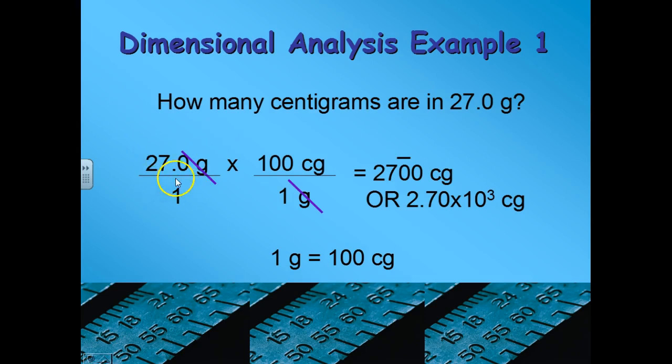27.0 has 3 sig figs because you have a trailing 0 and there's a decimal in the number. So if I want one of these zeros to be significant but not the other, I can put a line over that 0 to show that it is where the significant figures stop in that particular number. The other option I have is to write it in scientific notation, showing the 3 sig figs before the times sign.